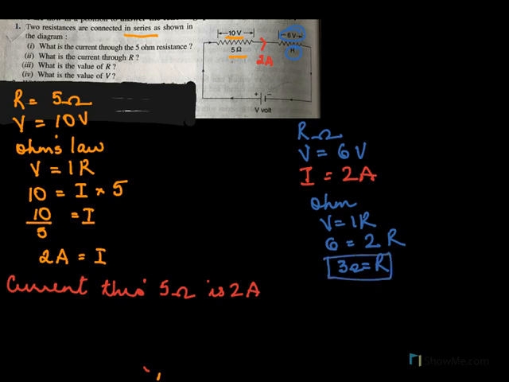What is the value of V? This total V here, we know it is in series. In series, V equals V1 plus V2. Here we have V1 is 10 and V2 is 6. So 10 plus 6, the total V is 16 volts.